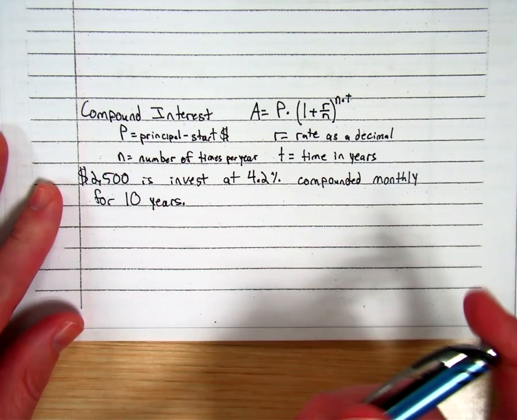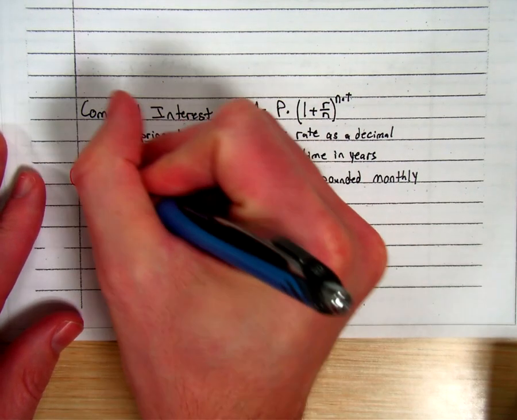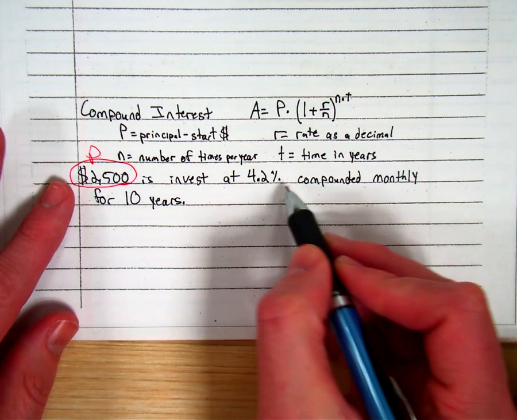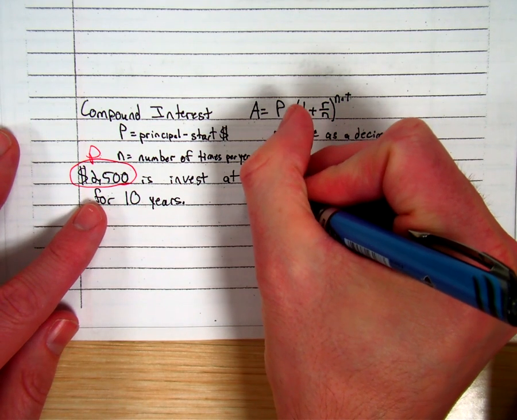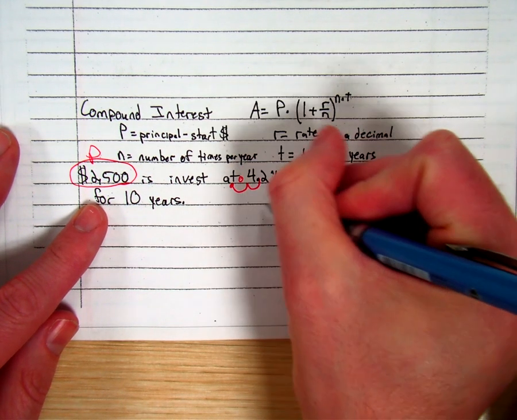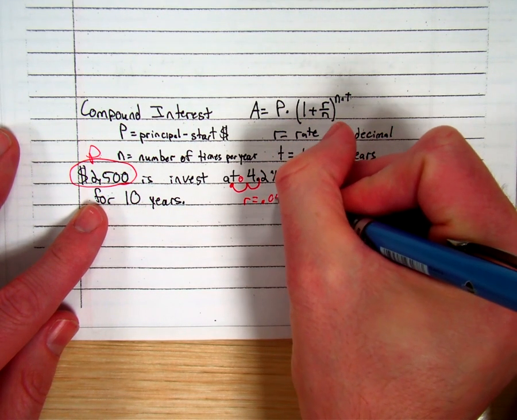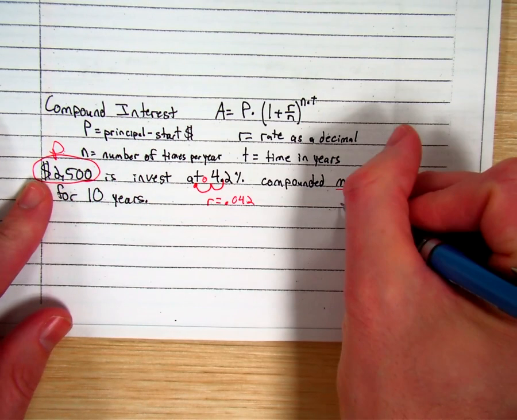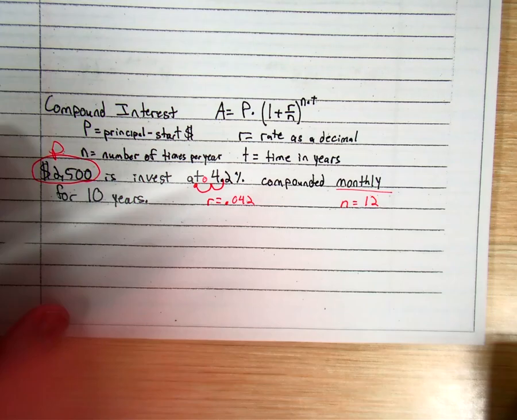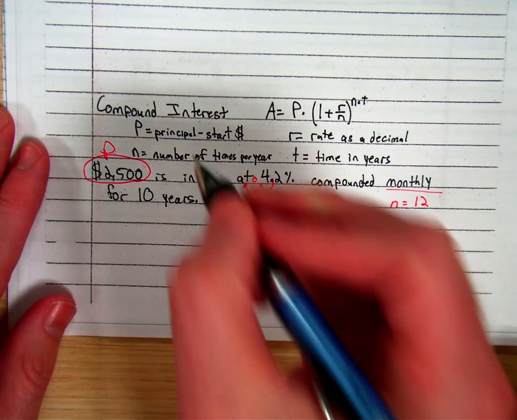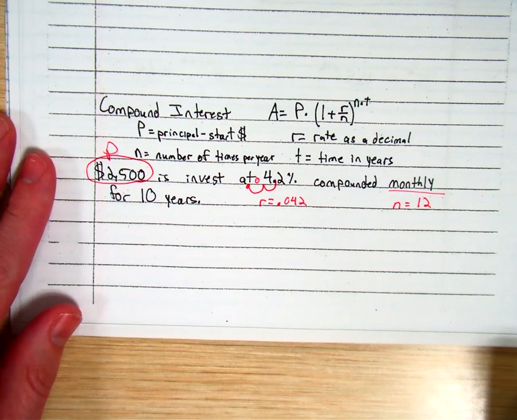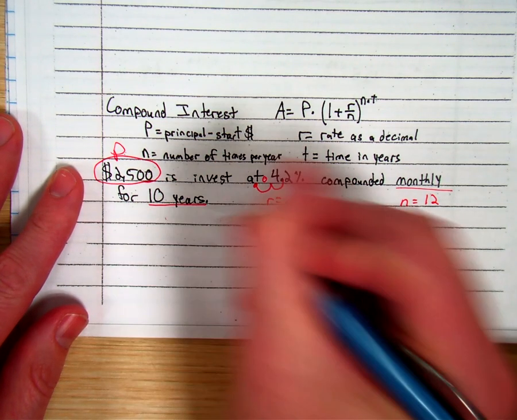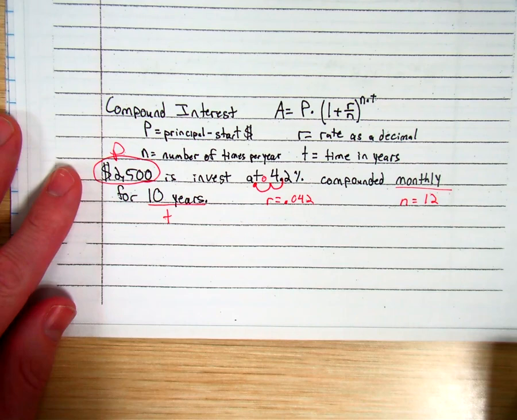Okay, so 2,500, that's going to be our P, principal. Invest at 4.2%, per 100 cent. Move it 2 spots. So our R is going to be 0.042. Compounded monthly. How many months are in a year? 12. Monthly is going to mean 12 for your N. You might also have weekly, quarterly, daily, all things like that. And then 10 years is your time in years, your T.